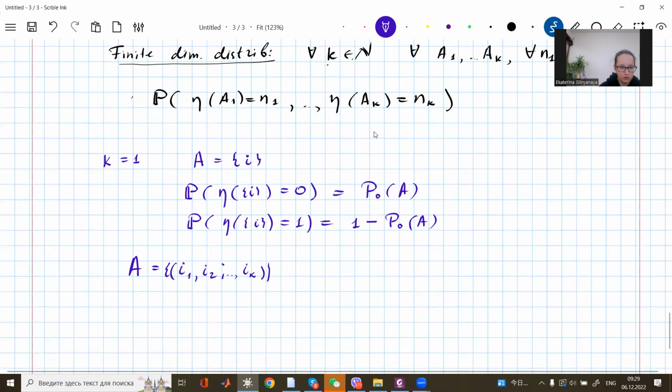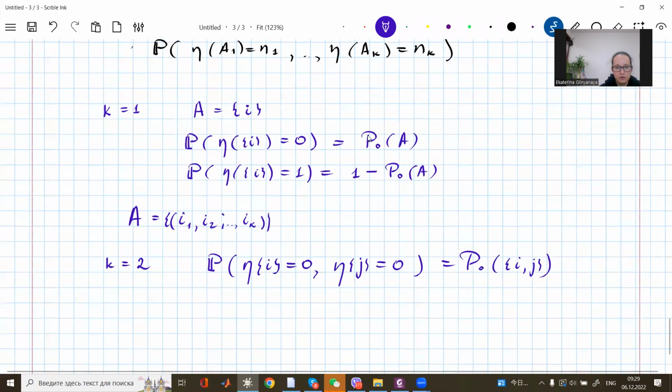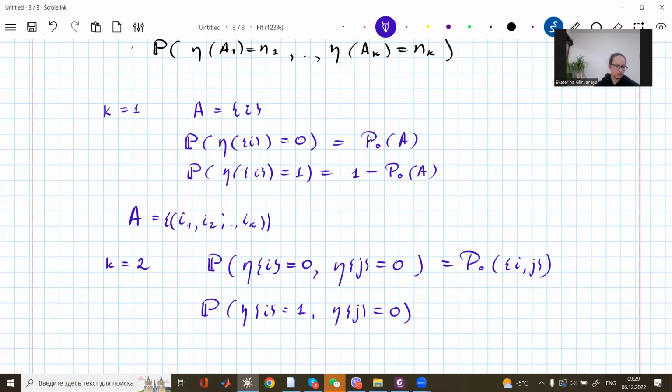two-dimensional distributions. So let's take k equal to 2 and consider the following probabilities. The probability that the point process eta of I is equal to 0, eta of J is equal to 0. So this is again the avoidance probability of such a subset. And if I take eta of I equal to 1, eta of J equal to 0, we can write it in terms of avoidance probabilities.